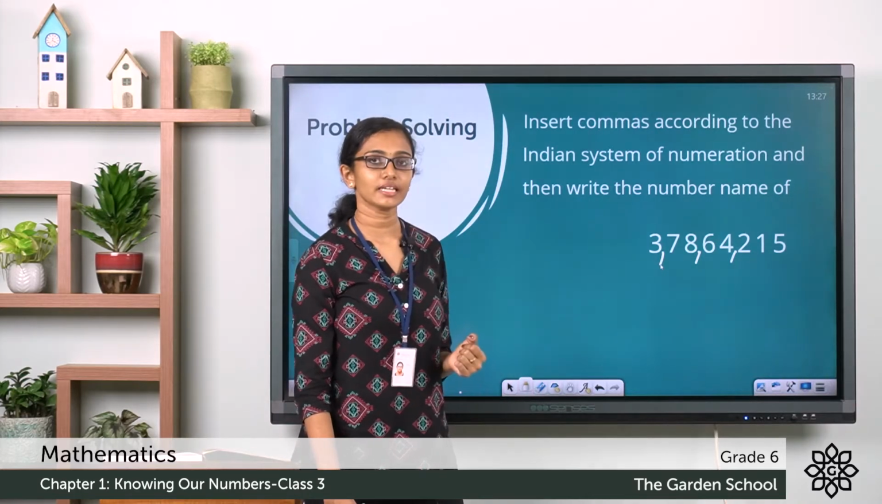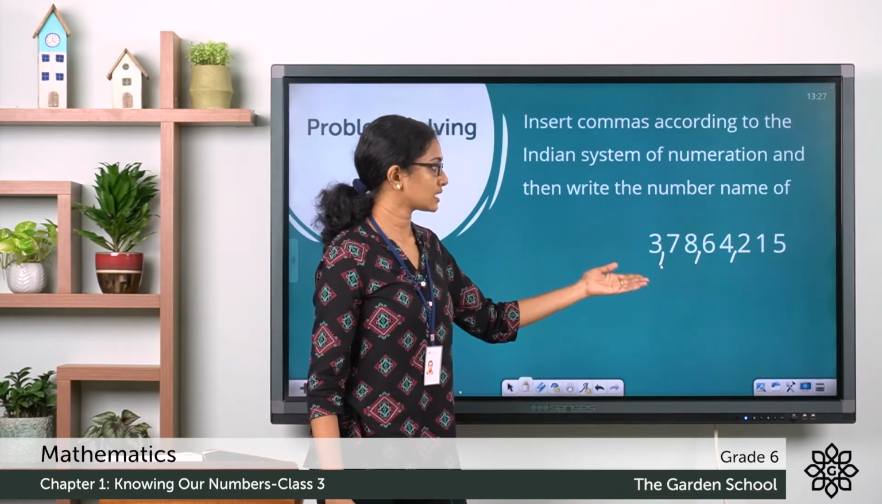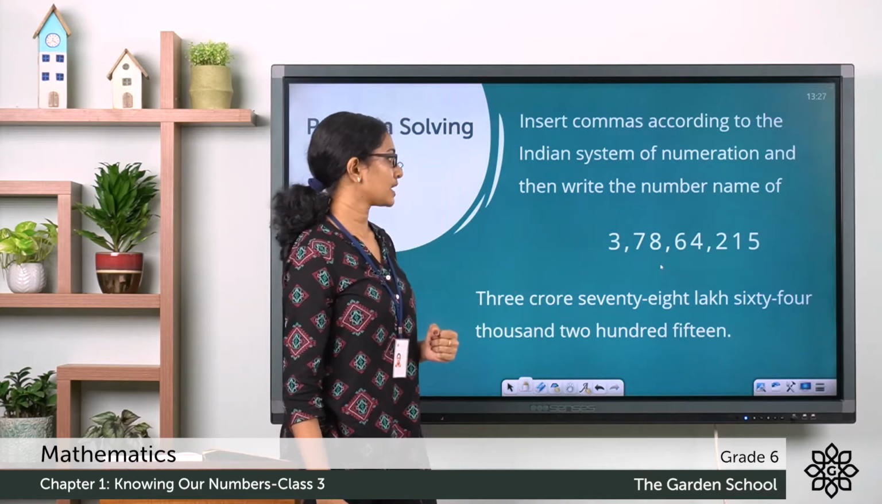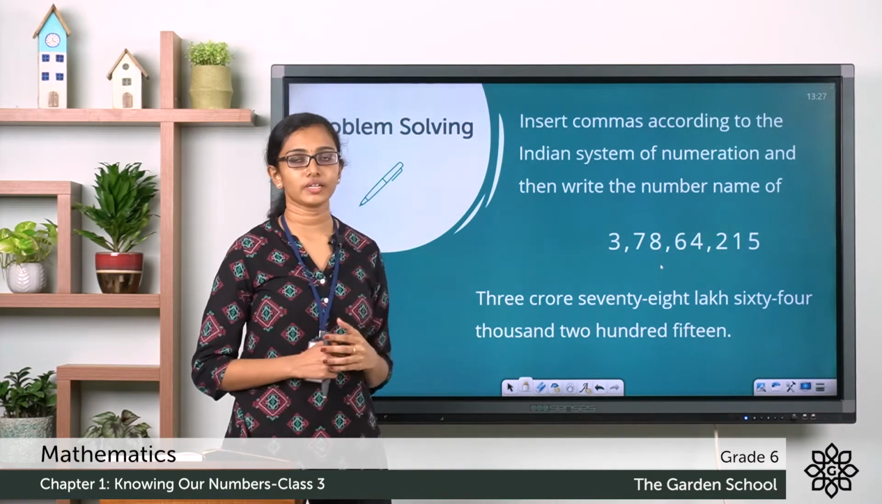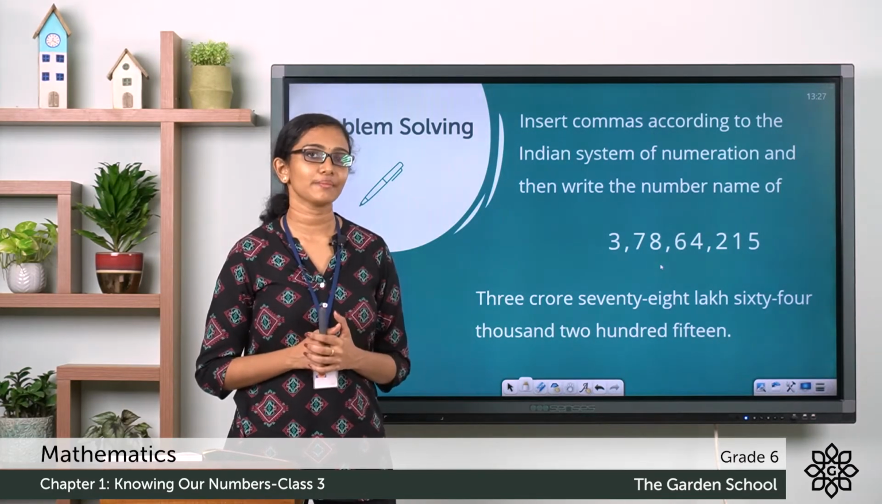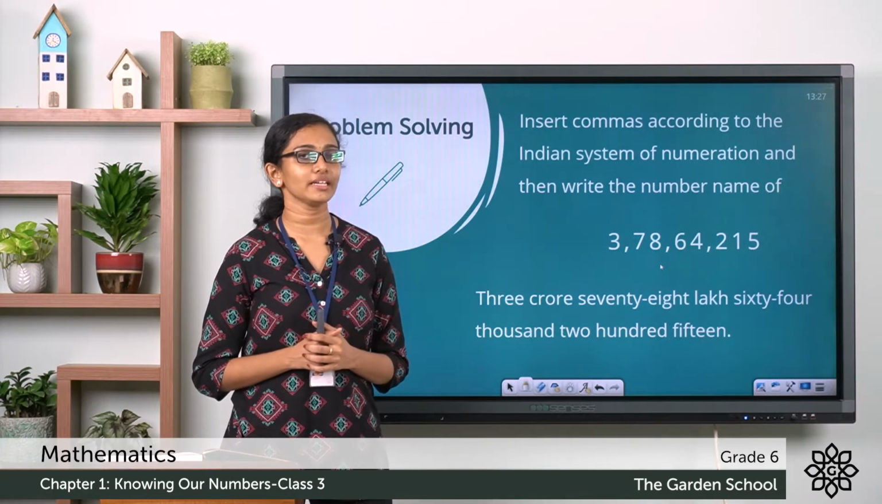Now can you try reading it? This will be 3 crore 78 lakhs 64,250. So did you all get the same answer? And did you get the number name right?